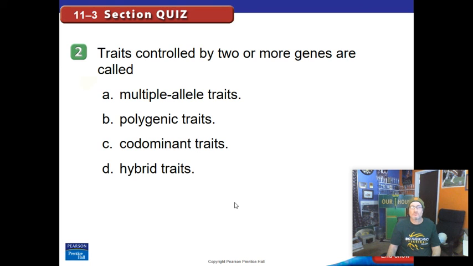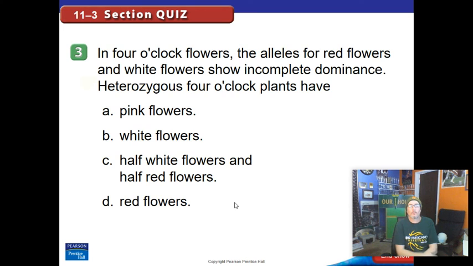Traits controlled by two or more genes are called, or more than one gene, multiple genes. Yeah, polygenic. In four o'clock flowers, the alleles for red flowers and white flowers show incomplete dominance. The heterozygous flowers have, so what's the phenotype of the heterozygous flowers? Remember, incomplete dominance means you will not see either dominant trait in the heterozygote. You will see a blend. And in this case, the blend will be pink.